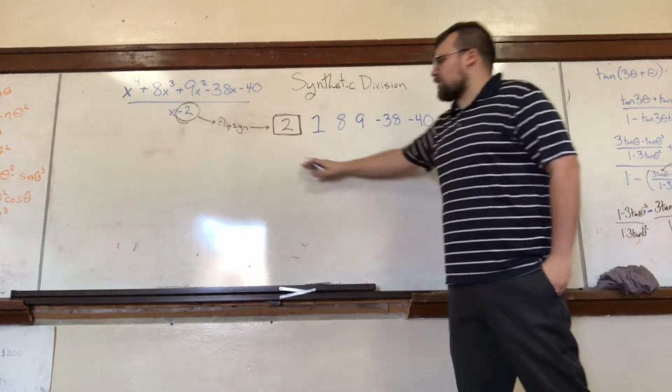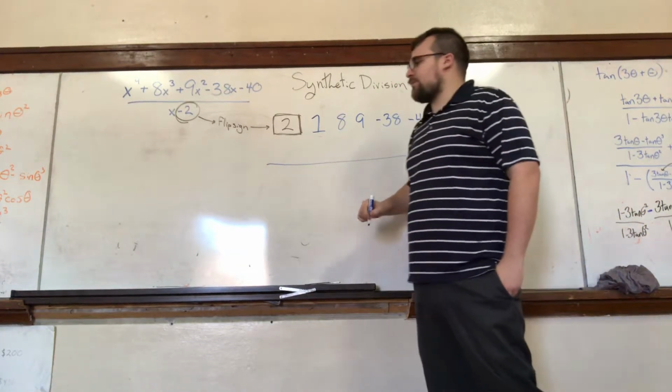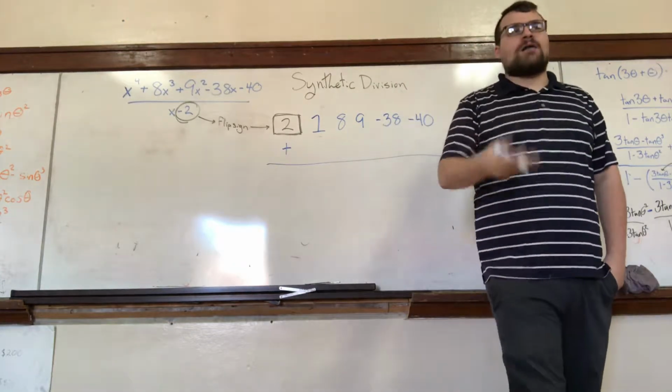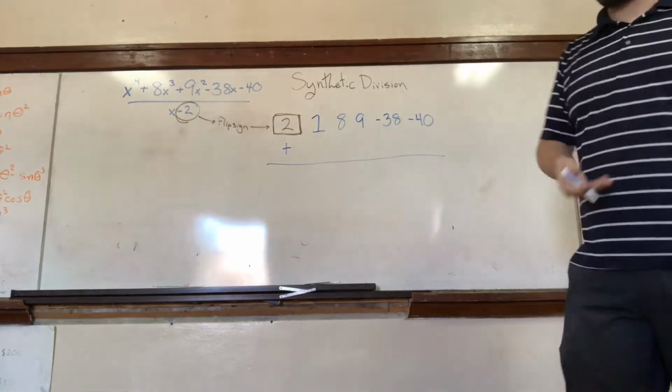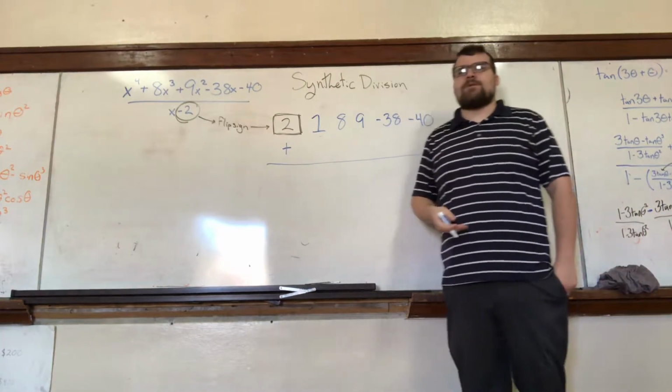We're going to leave ourselves a little bit of a space. And then we're going to draw a line. And we're going to draw a plus sign. Because unlike long division, we're actually going to be adding in portions of this as opposed to subtracting.